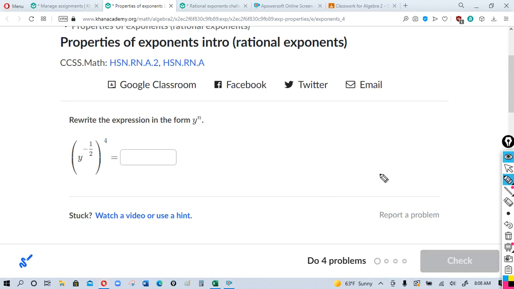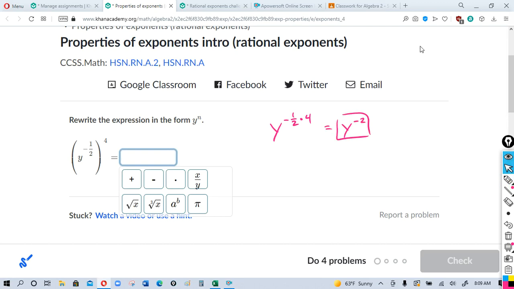Okay, so we said before, when you have something raised to an exponent and you raise that to an exponent, you just multiply the numbers. So we started with y to the negative 1/2, and we raised that to the 4th power. So we're just going to multiply the negative 1/2 times 4. Half of 4 is 2, but it's negative 1/2, so it's going to be negative 2. And that's it. Y to the negative 2.